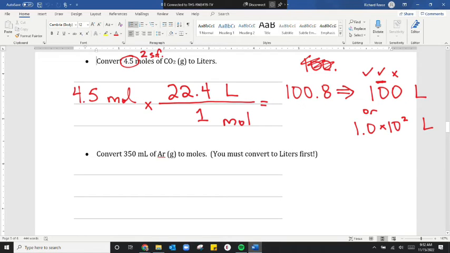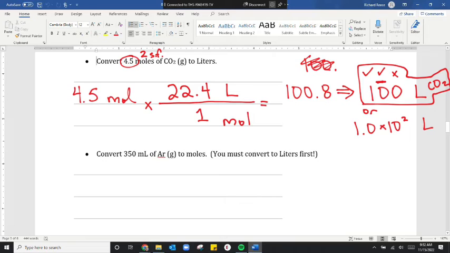And that's 100 liters of carbon dioxide. So I should put CO2. You don't see that happening too often, but if it ever does happen, that's one way to mark a 0 as significant without its neighbor being significant.